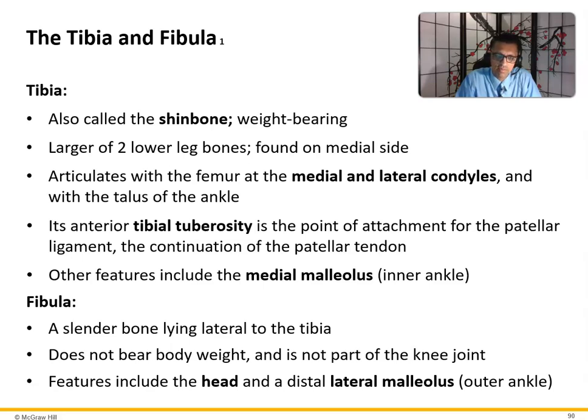Other features include the medial malleolus, which is the inside of your ankle. The fibula is the smaller of the 2 bones, but it does not bear body weight. And it's not part of the knee joint, like I mentioned, so keep that in mind. And features include the head and the distal lateral malleolus.